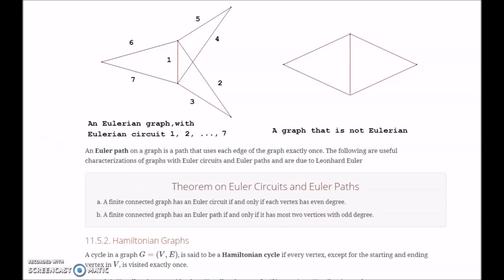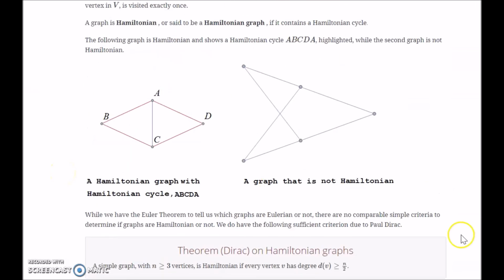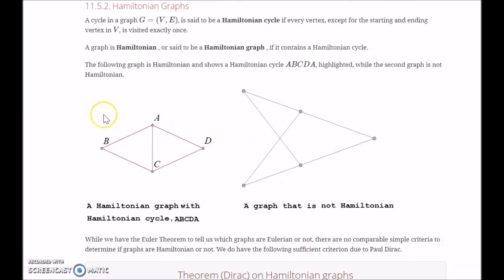Now, a related idea is called a Hamiltonian graph, named after the mathematician Hamilton. Not related to the Broadway production, the namesake of it. That's a joke that probably will go over the heads of people in the years to come.